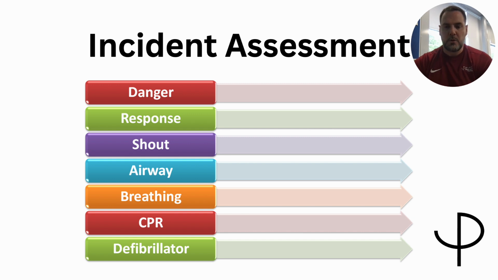At this point, you're going to shout for help, so that's just getting somebody else, another competent person there who may be of assistance further down the line. You then need to check the airway in the casualty, so you're going to do what's known as a head tilt chin lift. You're going to place one hand on the forehead of the casualty, the other hand under the chin, and you're going to tilt the head back to open up the airway.